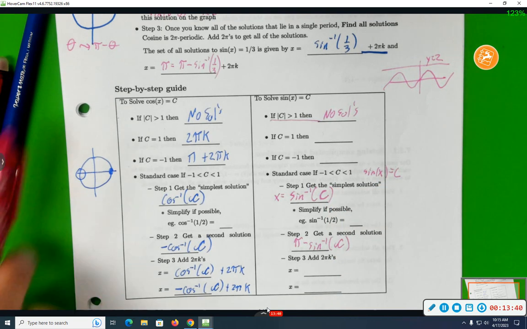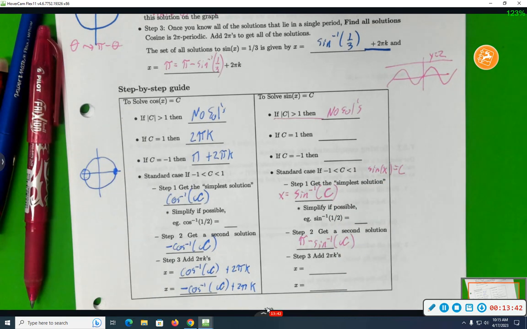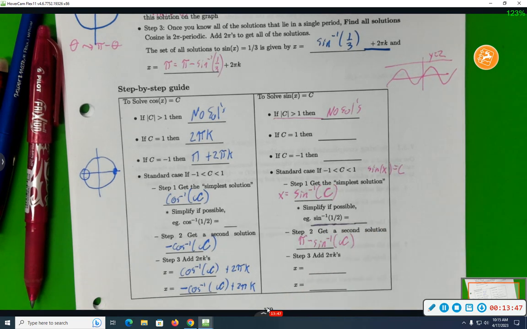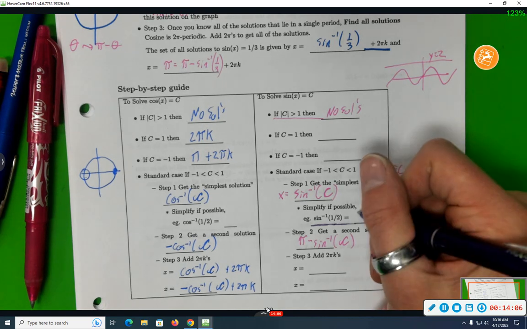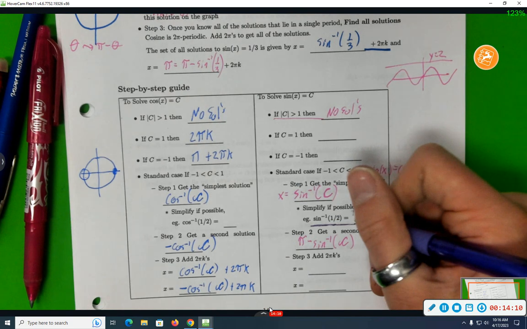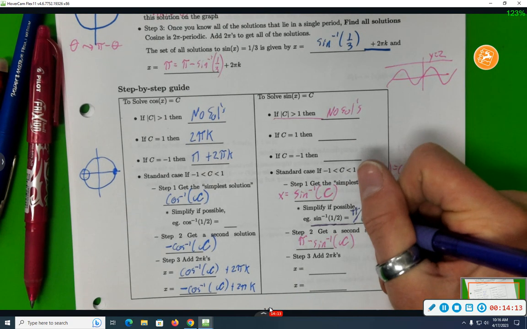And let's make a quick interjection. When you can simplify, you should. For instance, I assert that inverse sine of 1/2 is a number that you know. Look at your unit circle. What's the inverse sine of 1/2? What's the simplest angle where sine is equal to 1/2? Pi over 6. So if you see inverse sine of 1/2, you can replace that with pi over 6 to get a simpler solution.